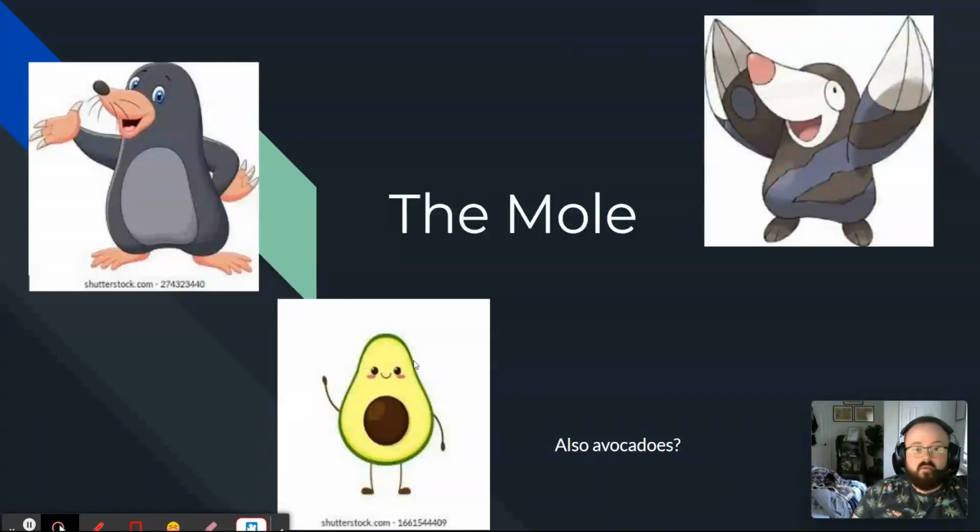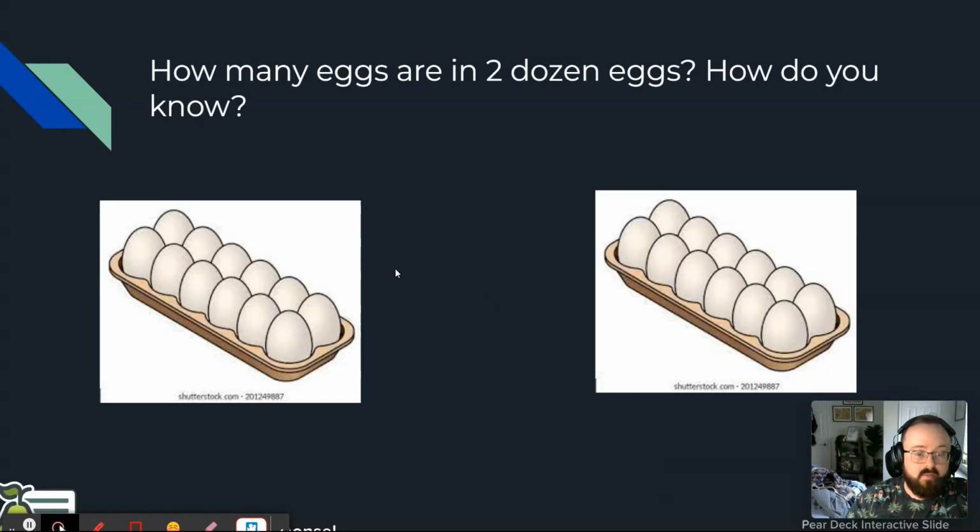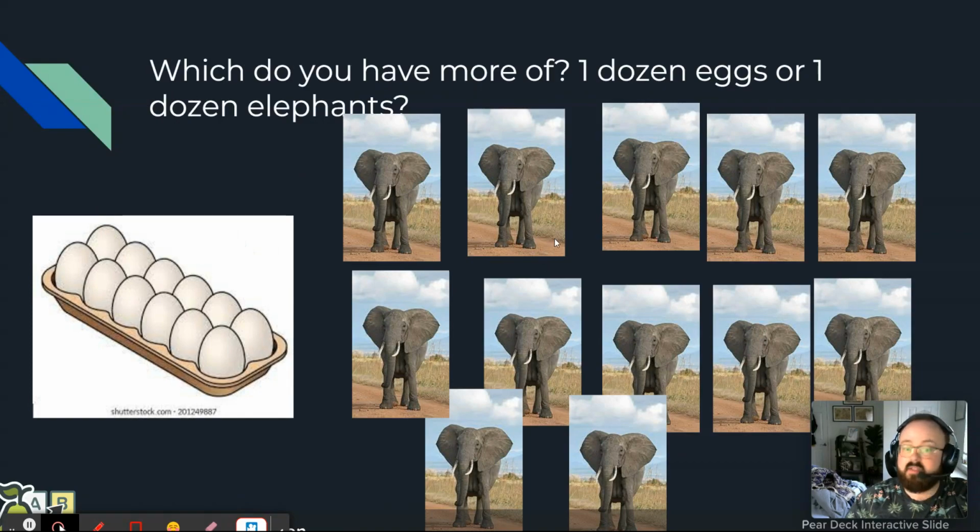So we have a mole here, we have our avocados. What exactly does all this mean? What I did in class is I talked about the example of a dozen, because a dozen is something that we can understand. We've seen it. Here's a dozen eggs on our screen, and a dozen just means that there's 12 of something. So if I have a dozen eggs, I have 12 eggs. If I have a dozen elephants, I have 12 elephants. That word dozen just means 12 of something.